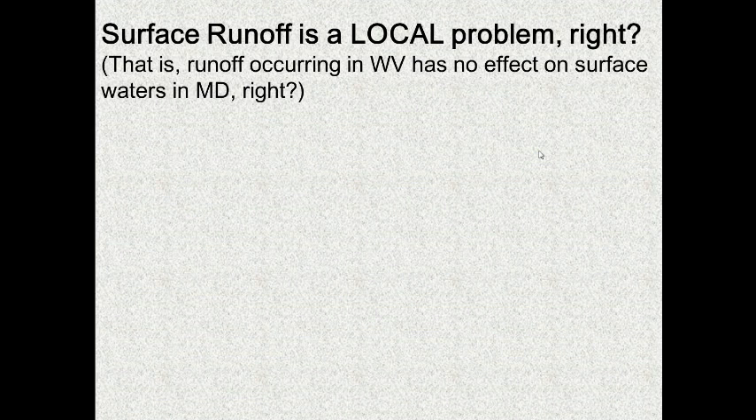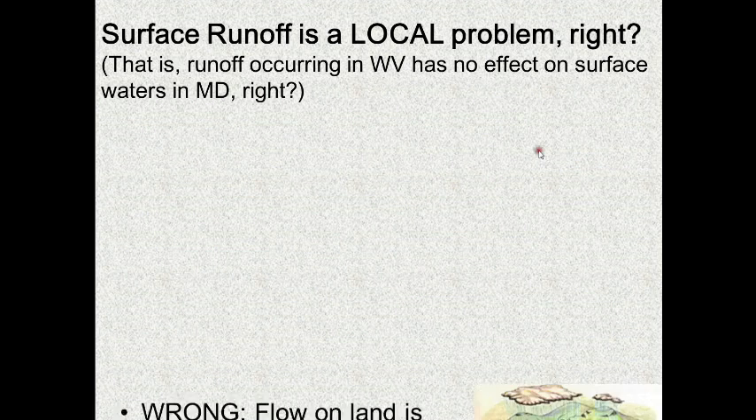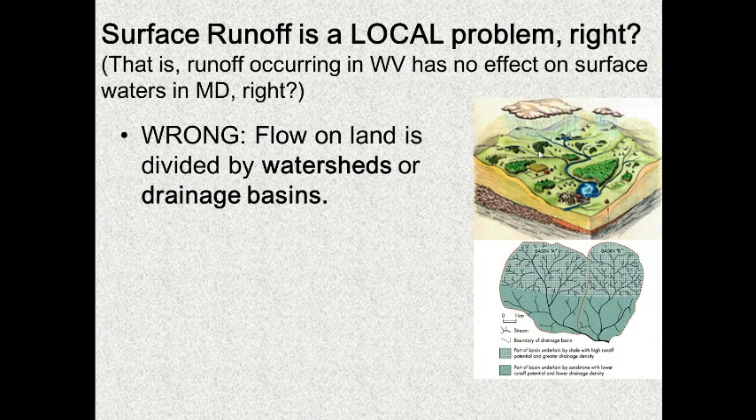So surface runoff is a local problem, right? In other words, runoff occurring in West Virginia has no effect on surface waters in Maryland. Wrong, because remember, we are in the watershed that flows into the Chesapeake. So any land that is in the watershed for a particular area causes a problem if it gets contaminated.